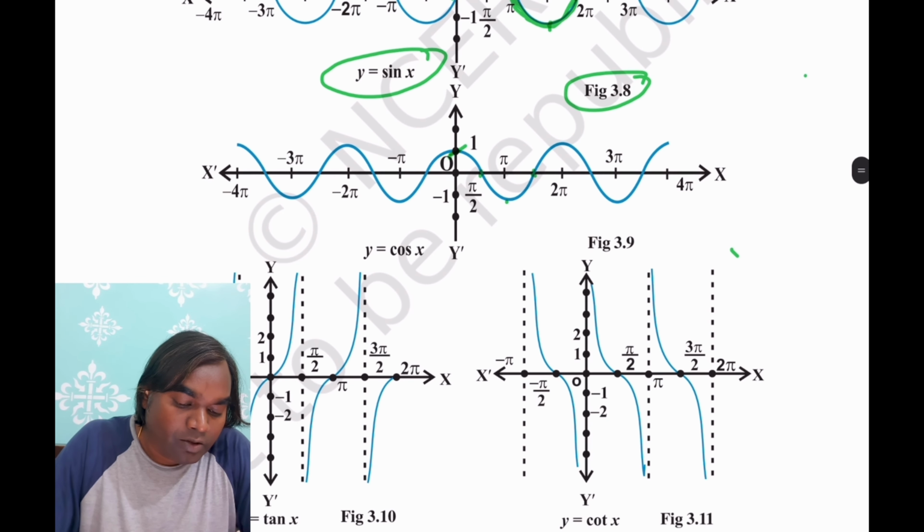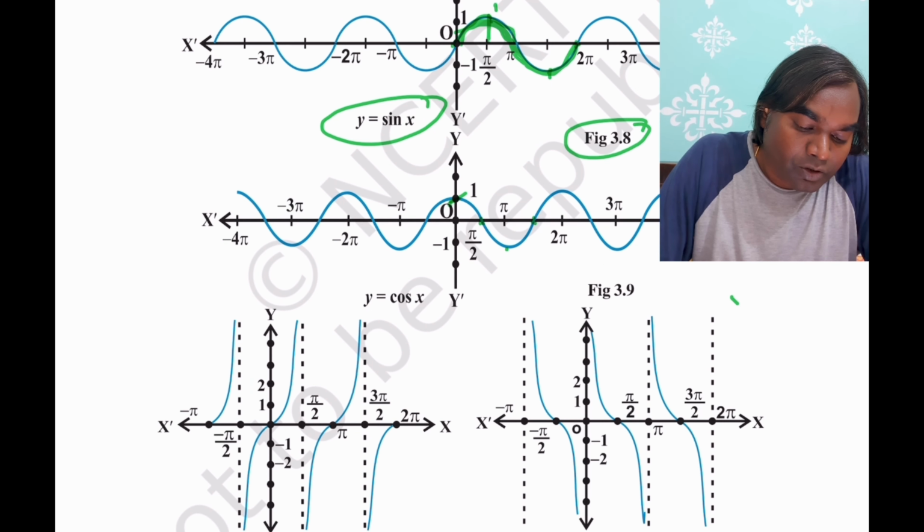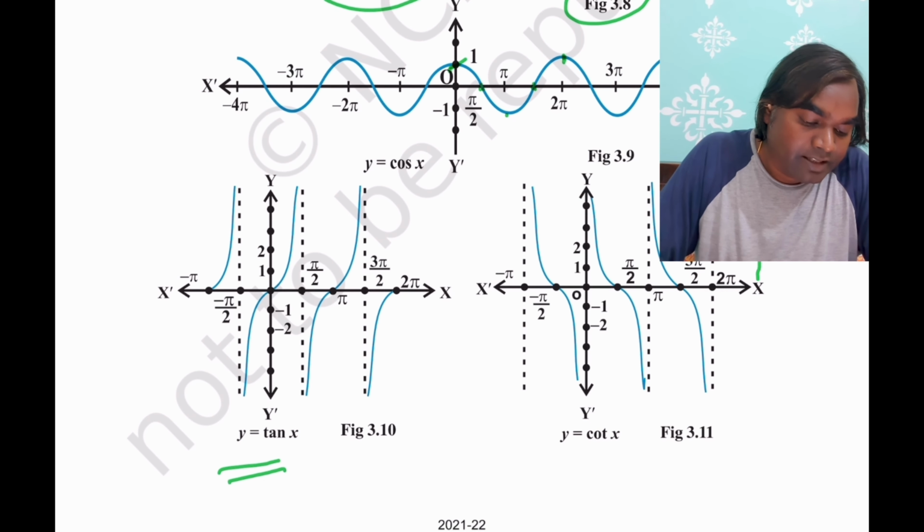Okay, now so we start from 1 to 0, 0 to minus 1, minus 1 to 0, 0 to 1. Here it completes one cycle. Now we will take the variation of tan x.